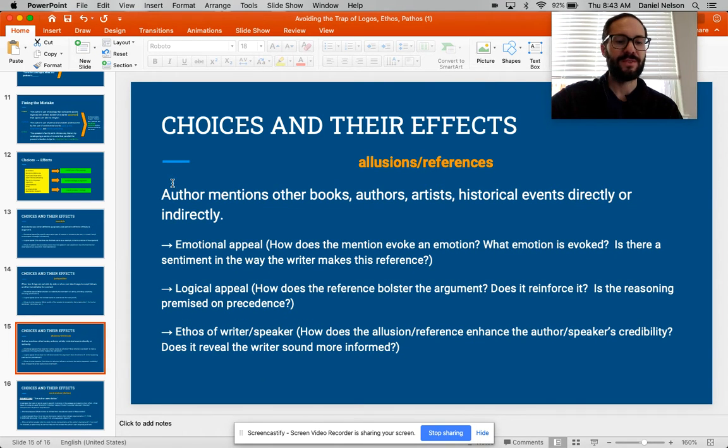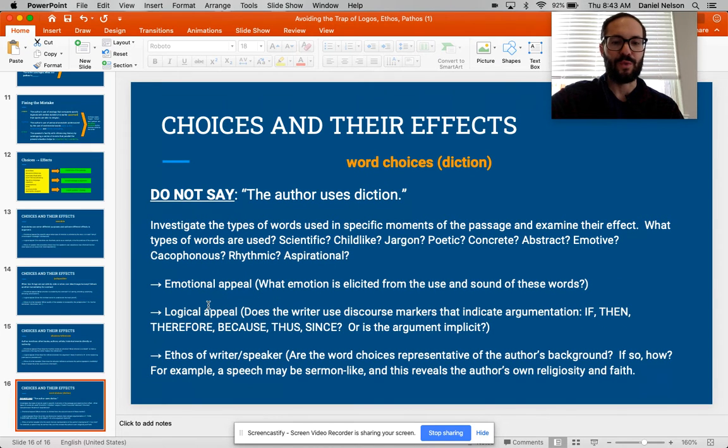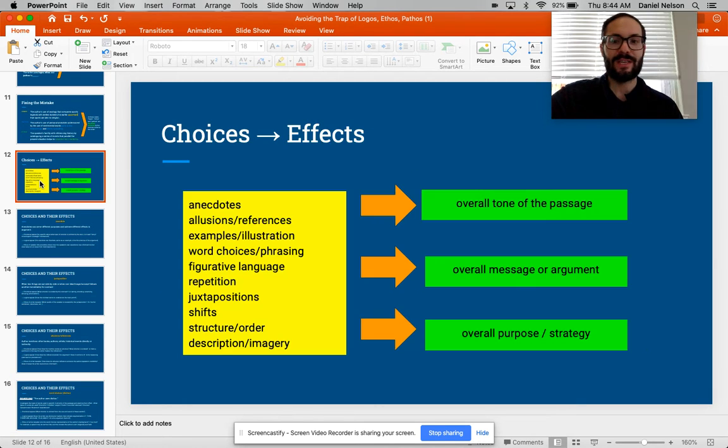Allusions and references, and then word choice. When we talk about word choice, we don't want to say the author uses diction. Yes, it's true, all authors use diction, but we want to look at why these particular words are meaningful. Why choose those words? So in King's speech, why is he choosing to use banking imagery, and what does that do? Okay, so we want to talk about choices and effects.